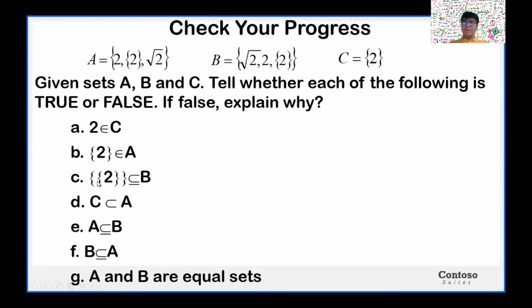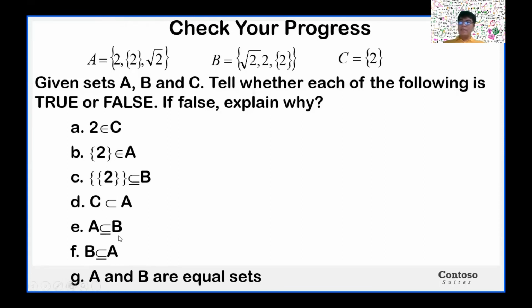How about the set containing 2? Is it a subset of B? The answer is yes. The set containing an element of B is a subset of B, and 2 is an element of B. Henceforth, the set containing 2 is a subset of B. Is C a proper subset of A? The answer is yes. C is a proper subset of A. C contains an element that is also an element of A, and that is 2.